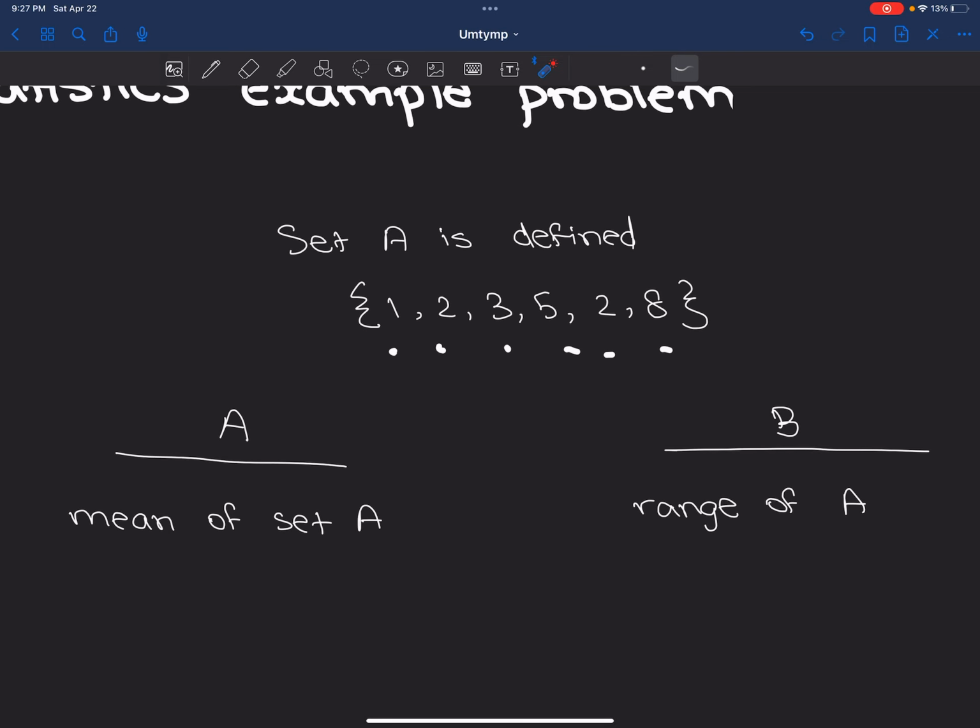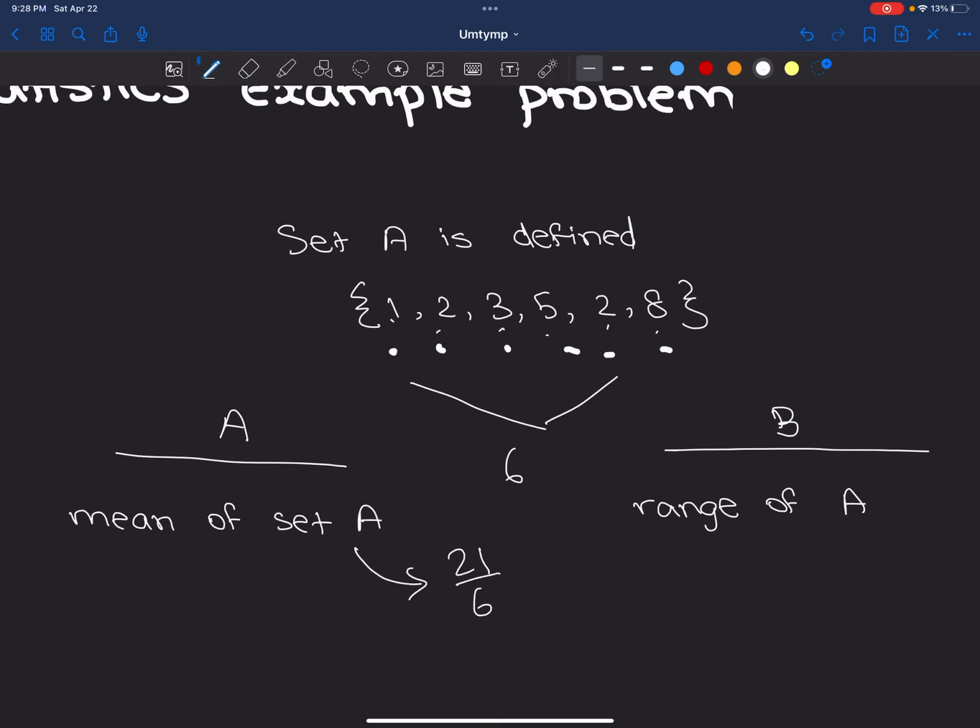Okay, so we have a set here. And anyone that likes statistics, I'm sorry, I shouldn't be insulting the topic, but I just don't like it in general. But yeah, so this is a set. It's 1, 2, 3, 5, 2, 8. And A is the mean of set A, and B is the range of A. So the mean is the sum of all the values divided by the number of values there are. So there are 6 values here, and it's 1, 2, 3, 5, 2, 8. And if you sum them all up, you should get 21 in total. And this is the mean.